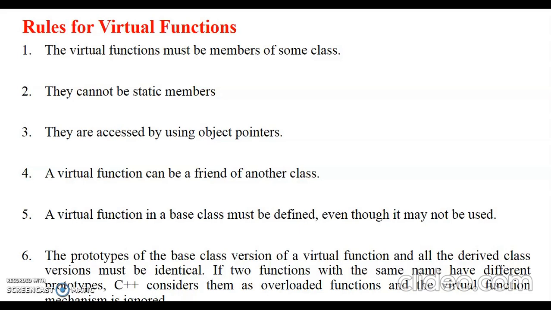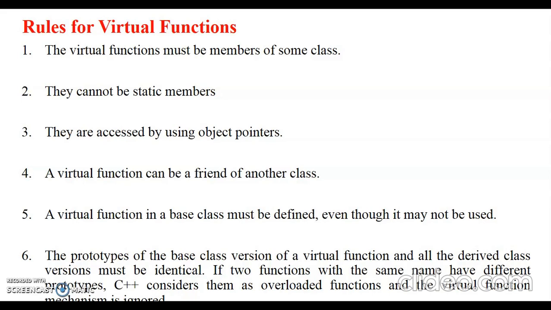They are accessed by using object pointers. So virtual functions are meaningful only when you are using object pointers. Like I write the program, I define a pointer of base class and then associate that pointer with an object of derived class. In that case, a virtual function is meaningful. A virtual function can be a friend of another class; there is no problem. A virtual function in a base class must be defined even though it may not be used. Even if you never use the virtual function of the base class, and every time you use the overridden function of the derived class, it is still necessary to define that virtual function.